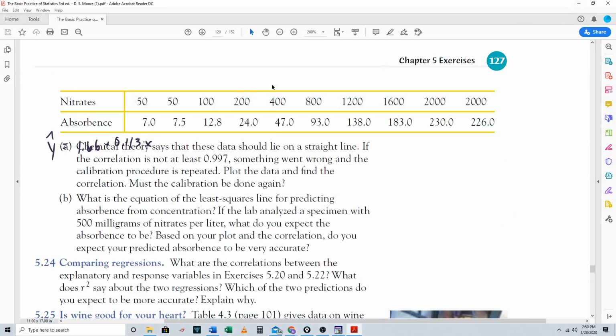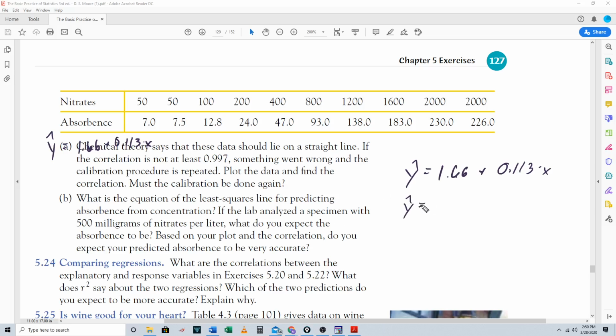All right, so that's what I needed. I'll draw it over here because I forgot that's where my writing was. So the equation is y hat equals 1.66 plus 0.113 times x. So that's your equation. That's part A. I'm sorry, part B. And then predict for 500.